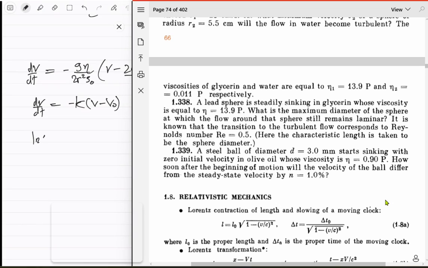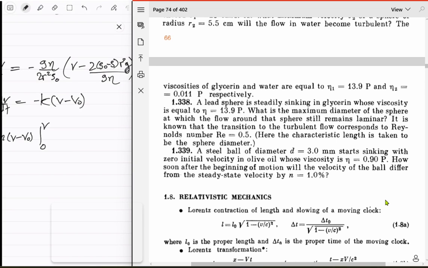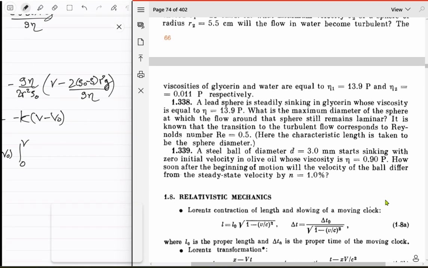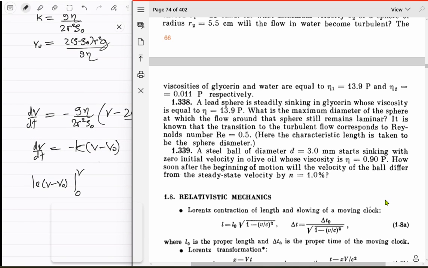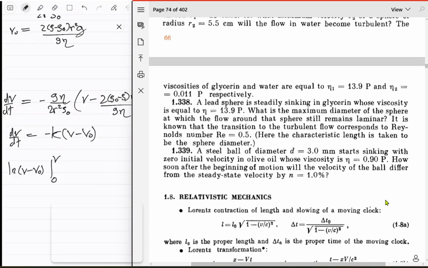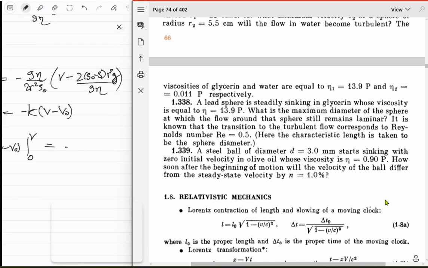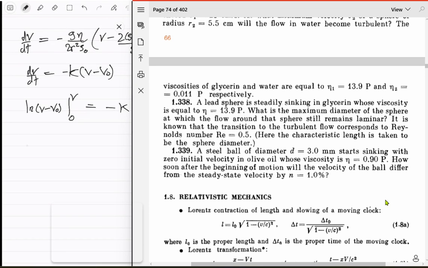So natural log of V minus V naught, as it goes from initially V equal to 0, right? And finally, let's say it's just something V. Oh, this is a problematic thing because it's actually increasing, huh? Whatever. Does that even matter in the end? It doesn't, right? So this is just equal to negative k dt.